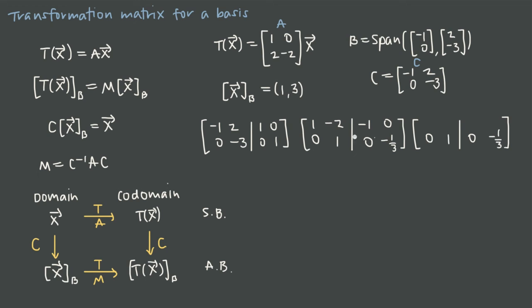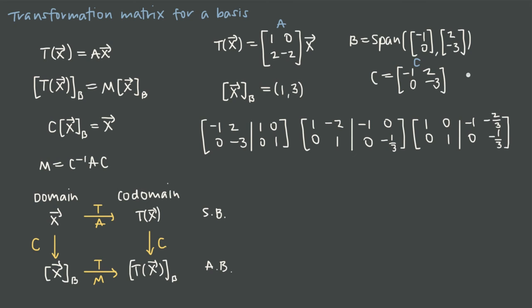And then for the first row, we'll take 1 plus 2 times 0 is 1. -2 plus 2 times 1 is 0. -1 plus 2 times 0 is -1. And 0 plus 2 times -1/3 is 0 plus -2/3, or 0 minus 2/3. That's -2/3. So this then is C inverse.